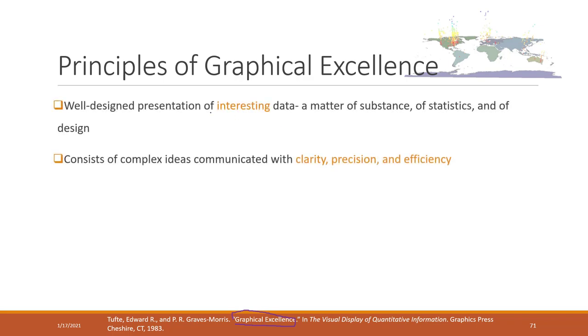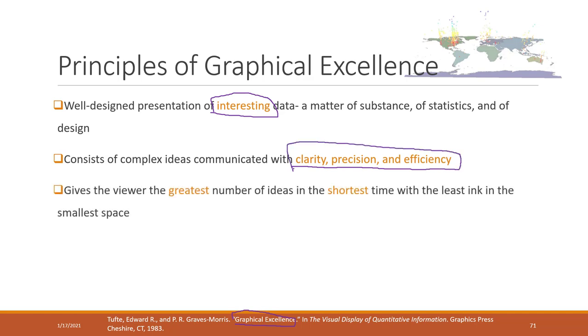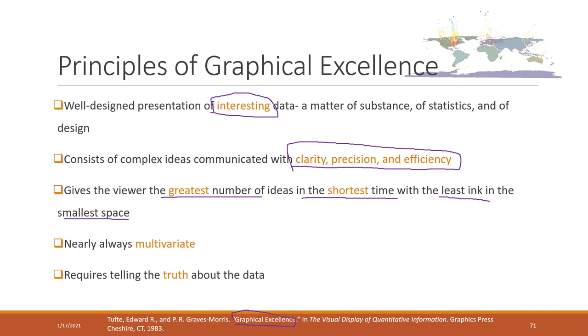First, you should have interesting data that can tell an interesting story. And you should display your data very clearly, very accurately, and also very efficiently. Okay? That means that you should use the greatest number of ideas in the shortest time, with the least ink in the smallest space. It is always multivariate, and also remember, tell the truth about the data.